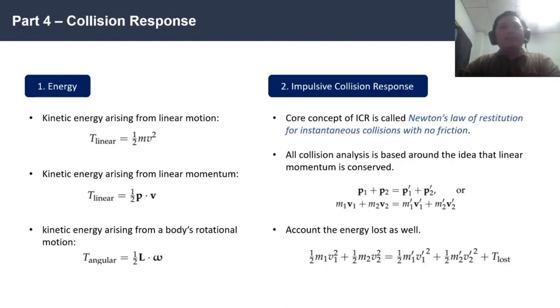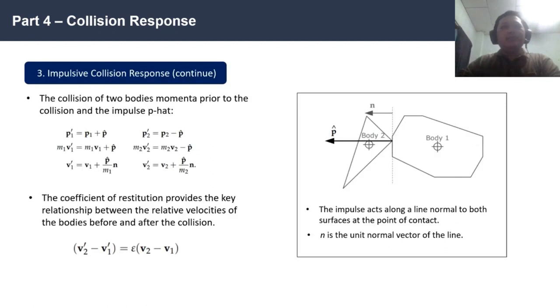Part 4 is about the collision response. So the energy that we use is the kinetic energy here. And then the impulsive collision response is also the core concept for this part, and we use Newton's law as well. The next thing is we use the Poisson's hypothesis method to calculate the collision and the impulse.